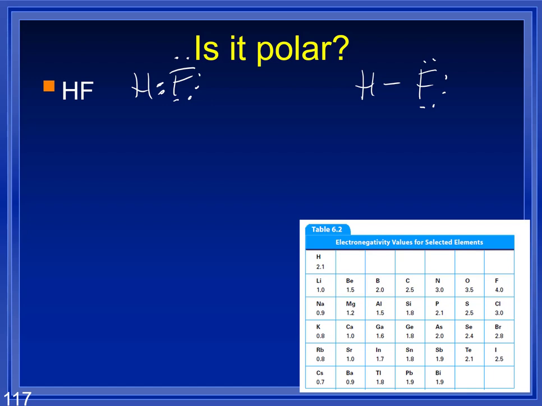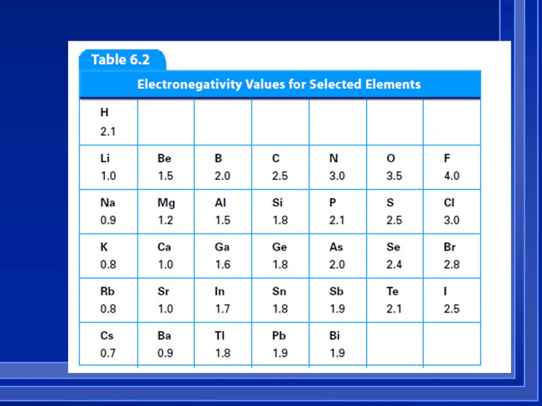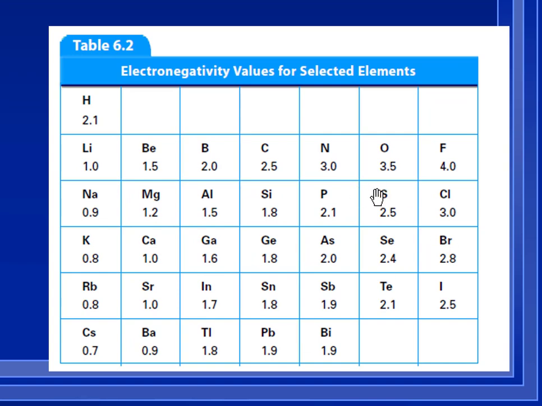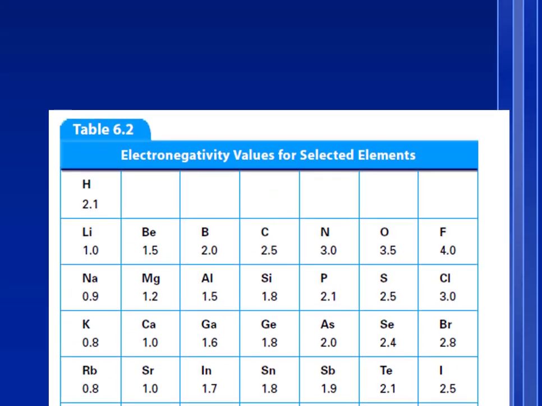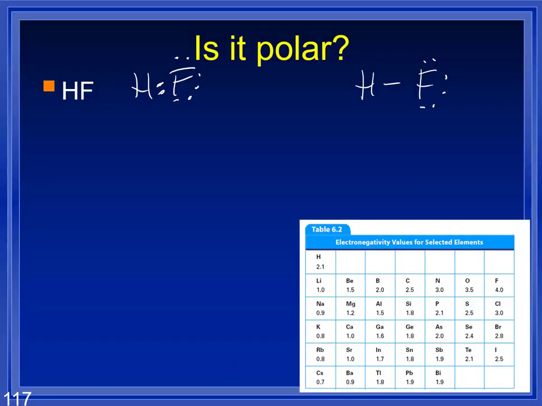Okay. So now I need to look at the numbers. So H is 2.1 and F is 4.0. Let's go back here and we'll see why it only bonds once. H has 1 dot. F has 7. That's one bond. Okay. And the other thing is H only makes one bond every time.